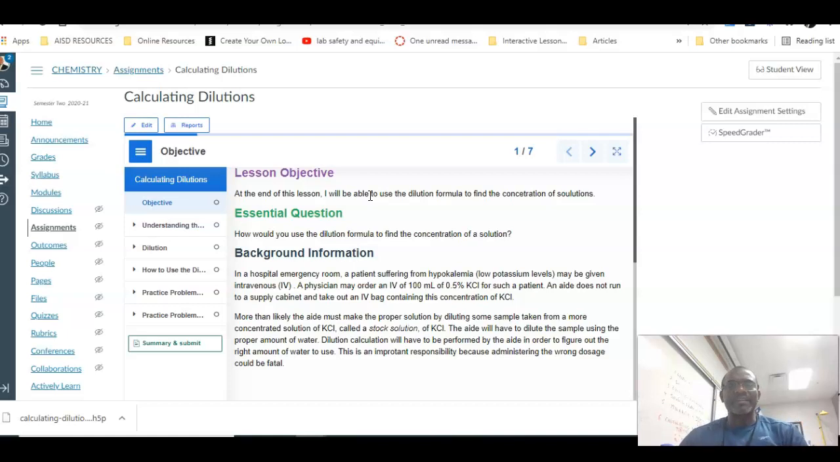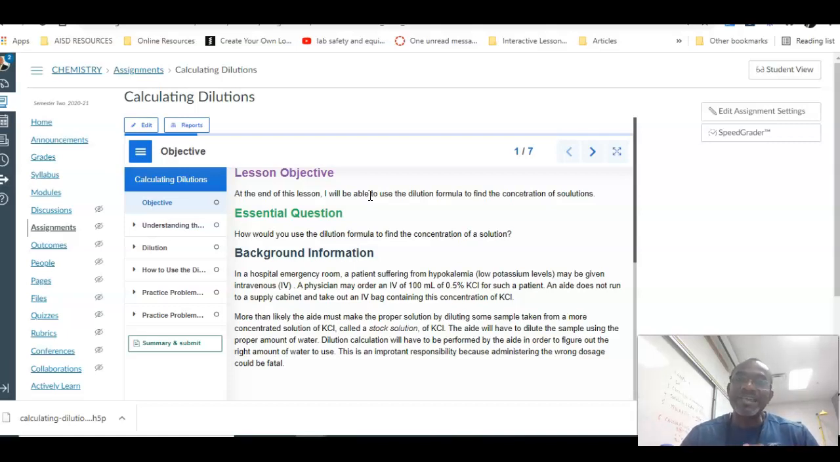Now a little bit of the background information. Why is dilution very important? Chemists, doctors, biologists, they depend a lot on dilutions. Like in the hospital, in the emergency room, when a doctor prescribes an IV for a patient, the aide or the nurse that is going to apply or give the IV must make sure that he or she uses the correct concentration. And most times, this IV comes in a very high or large concentration.